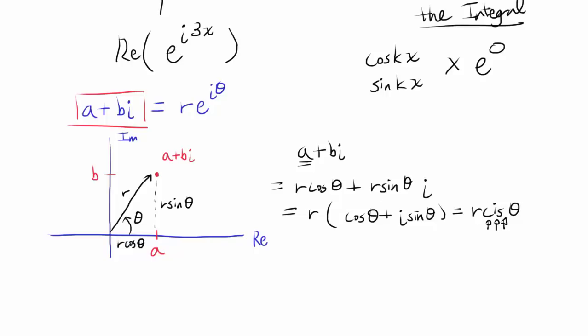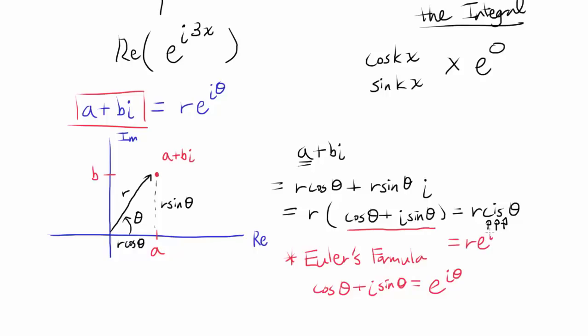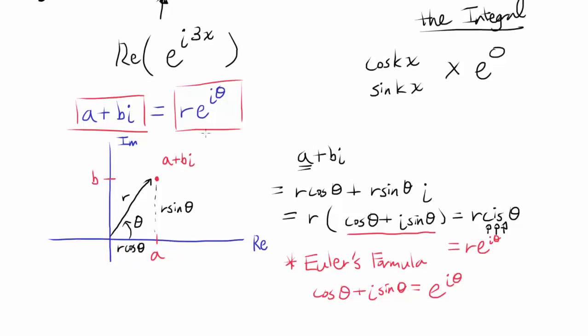Euler's famous formula is so important that I'm going to write it down. Euler's formula states that cosine of theta plus i times sine of theta is equal to e to the i theta. This theorem is so important that in the future, I think I am going to make a video proving this using Taylor series. But we have cosine of theta plus i sine of theta right here, so we get r times e to the i theta at the end. So we know a plus bi can be represented as r times e to the i theta.